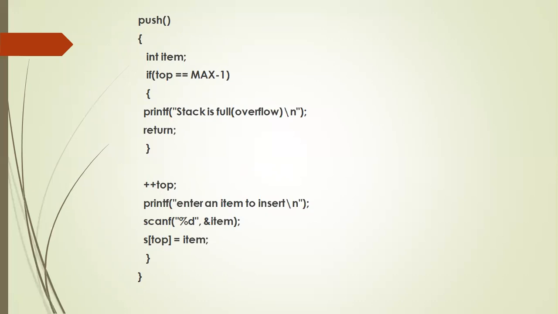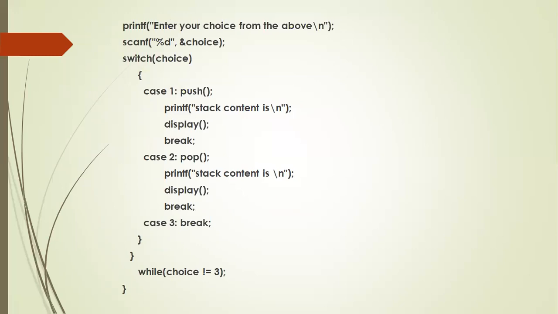Then what happens is top is how much? 4. Max -1, which is also 4. So that condition is true, meaning the stack is full because all the 5 locations have been occupied. Now, instead of going for insertion, next time also if we give choice equal to 1, anyway you are getting the full message. Next time we can do some pop operation. We'll see. For pop, you have to give the choice equal to 2.